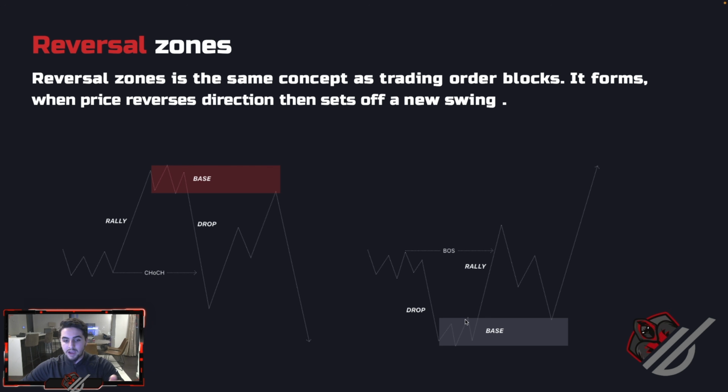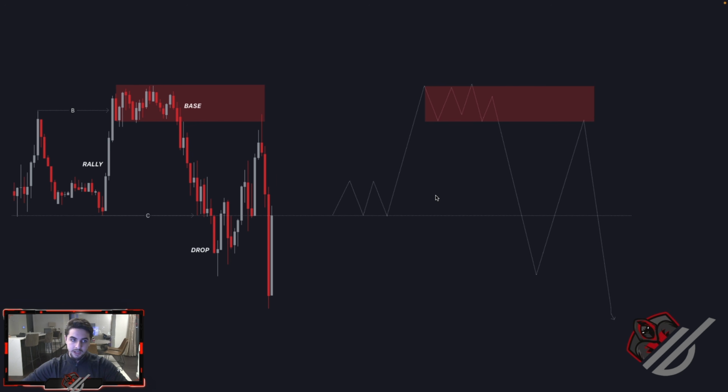So we have that drop, we have that base, then we have that rally which explodes over to the upside, taking out that previous high. So now when price pulls back into this area of demand, we expect it to reverse and continue over to the upside. Okay, we are no longer bearish because we've had that rally. We expect price to continue in that rally. Okay, let's go through some chart examples.